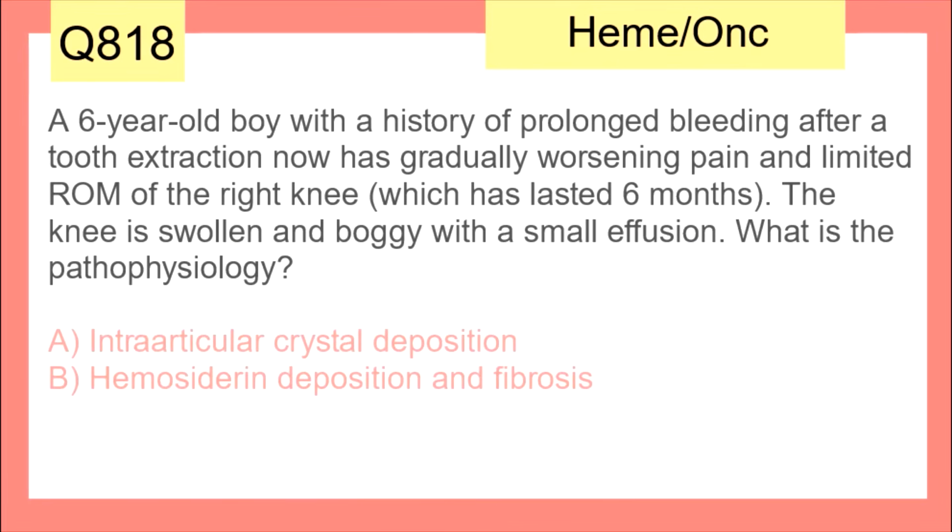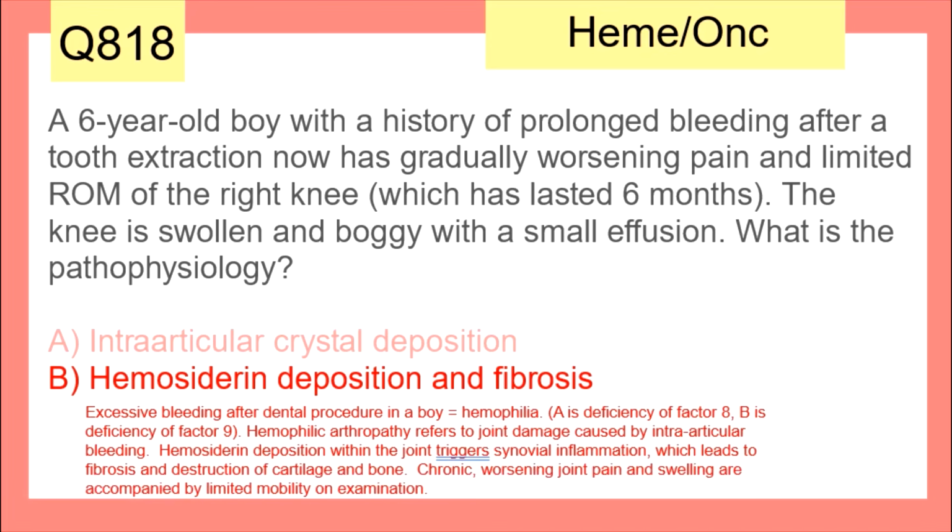Question 818, a 6-year-old boy with a history of prolonged bleeding after a tooth extraction has gradually worsening pain, limited range of motion of the right knee, and a swollen, boggy effusion. This is arthropathy, hemosiderin deposition, and fibrosis. This is because it's hemophilia, and it could develop hemophilic arthropathy, which is hemosiderin deposition and fibrosis.